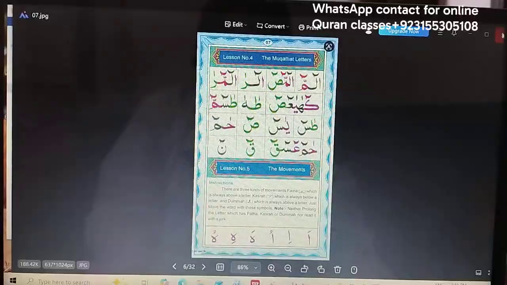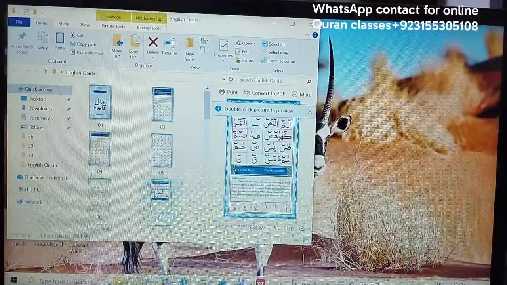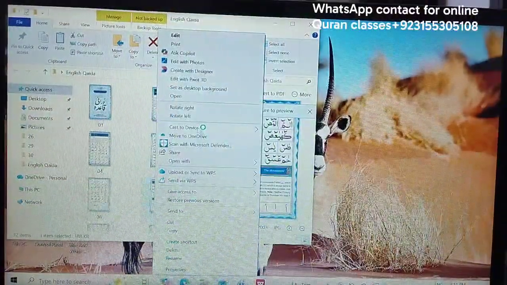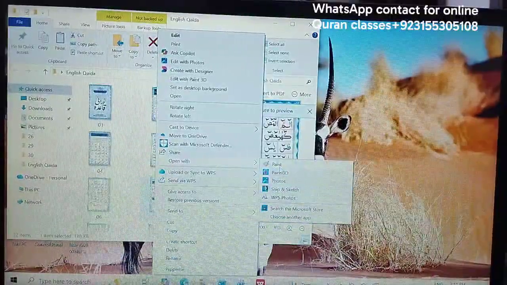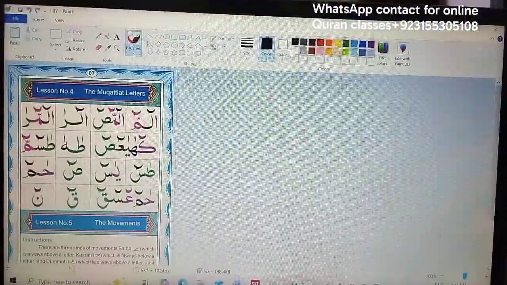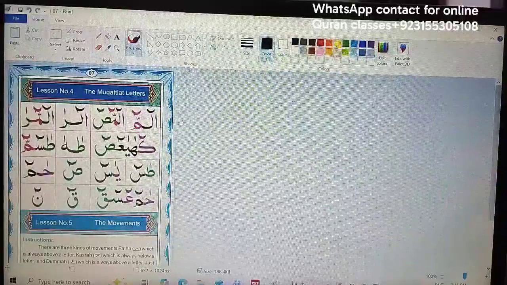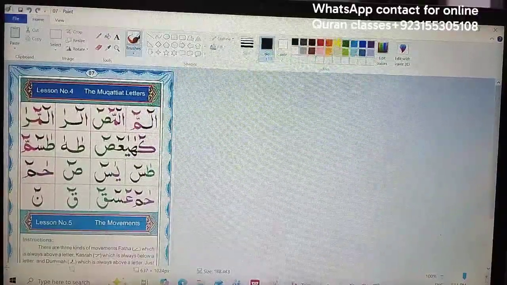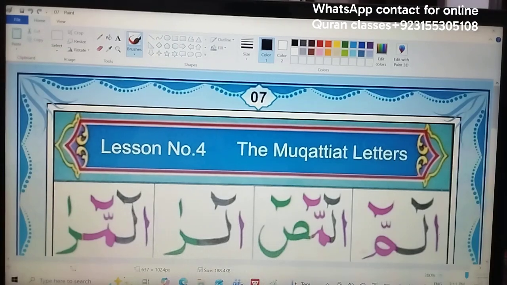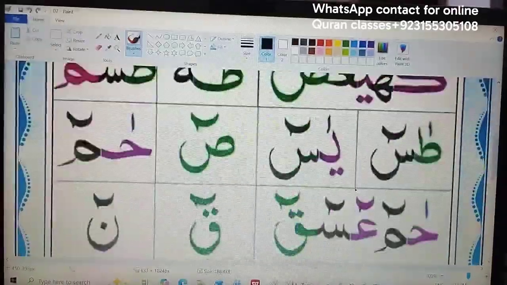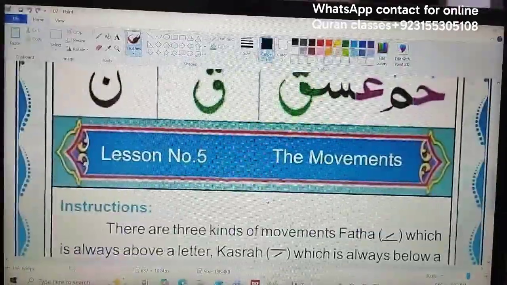Now we start the next lesson with the name of Allah, with ta'awuz and tasmiyah. أعوذ بالله من الشيطان الرجيم بسم الله الرحمن الرحيم. Dear student, the next lesson is about the movement.